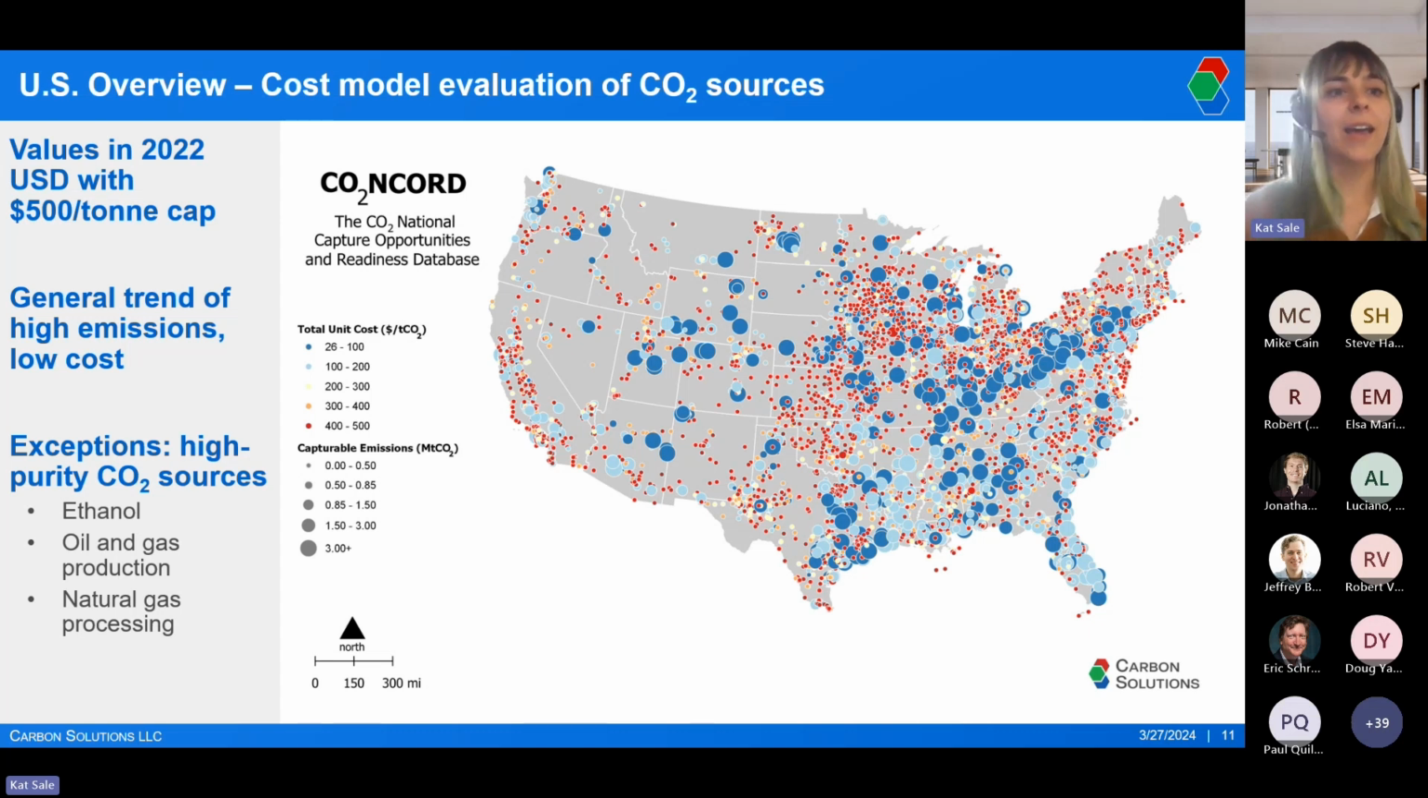Essentially, if you have a high concentration of CO2 in a stream, then you have the requirement for less equipment. And essentially, you can just compress that stream in order to get it to pipeline quality, which allows for a lower initial capital investment. So one final thing to point out is that sources are likely to reach your $500 per ton cap if they're too small for the cost model to generate an appropriate estimate, in which case an alternative equipment configuration, sizing, or equipment type would be necessary to explore.